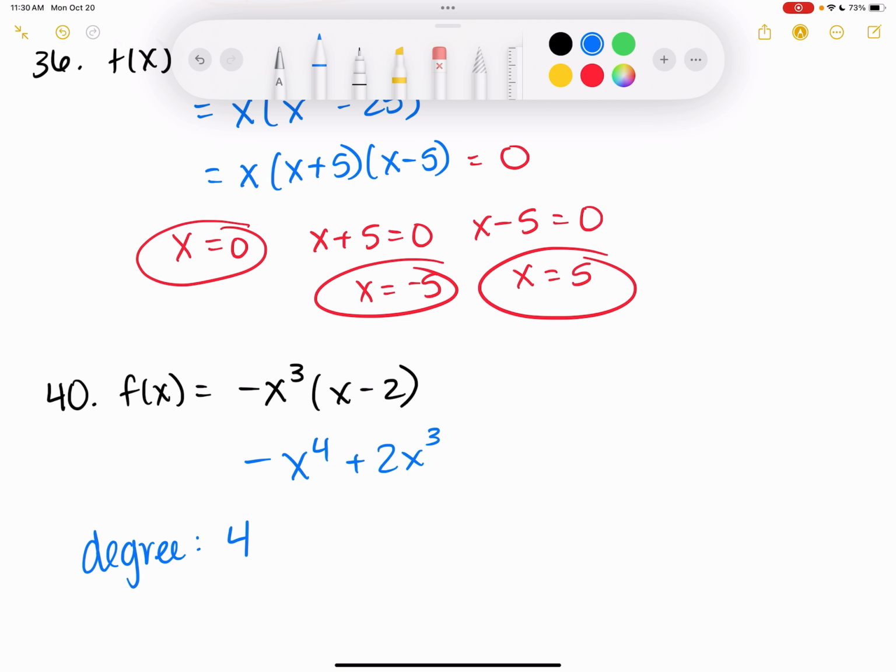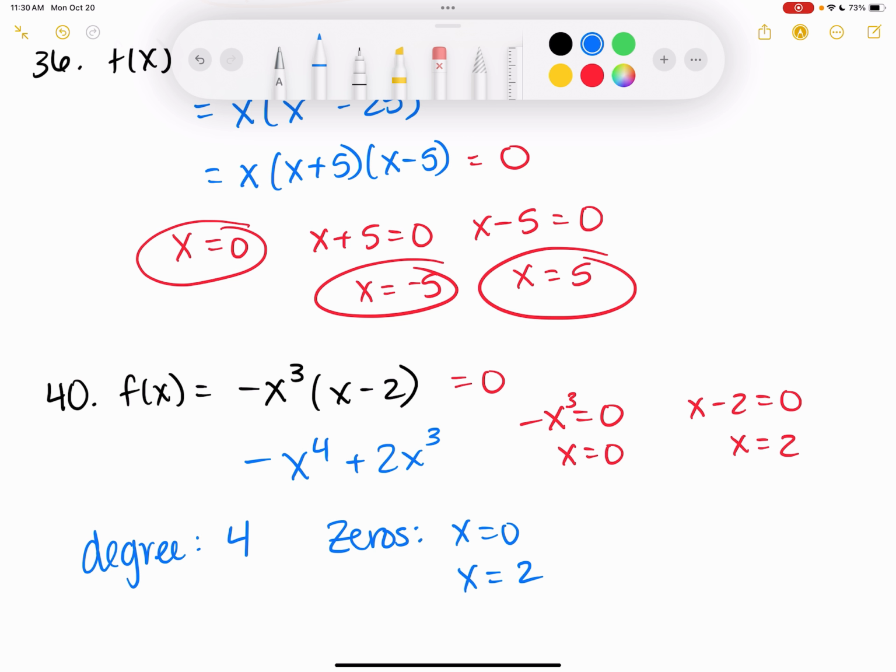The zeros, we can find those by setting this equal to 0. So x is equal to 0, obviously, because negative x cubed equal to 0, if you want to be technical. So x is equal to 0. And then x minus 2 equals 0, so x equals 2. So my two zeros are x equals 0 and x equals 2.